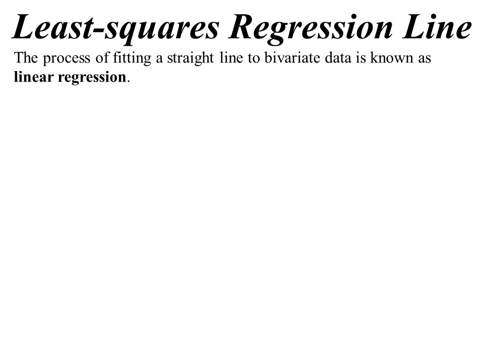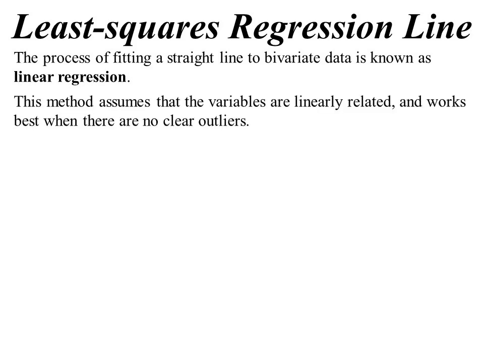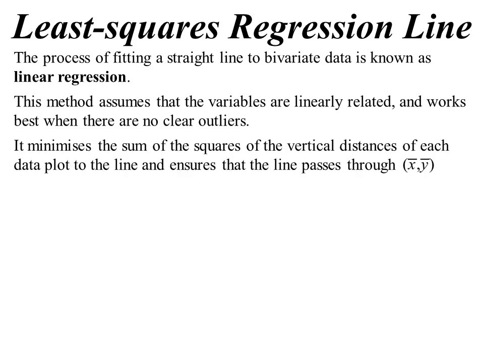Because it's finding that distance from the least squares regression line. That's what it's on about. It minimises the sum of the squares from those distances. But the other thing it will do is it guarantees, because we know the average, that the line passes through that point. So it's a point that's definitely on the line.